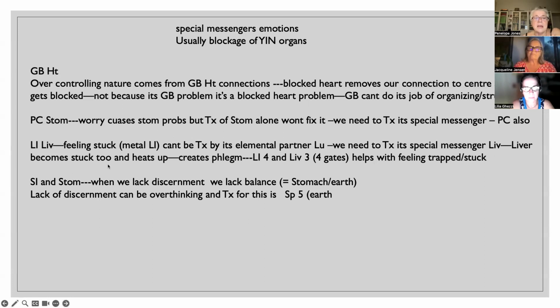Liver becomes stuck too, and it heats up and it creates phlegm. So the large, this is what we've just talked about. Large intestine 4 and liver 3, the four gates, helps with feeling trapped and stuck. So that's about resetting the energy of the whole being.